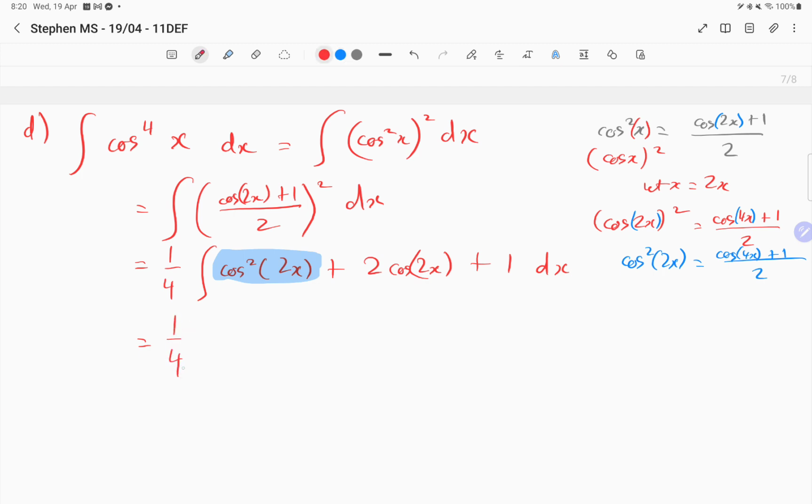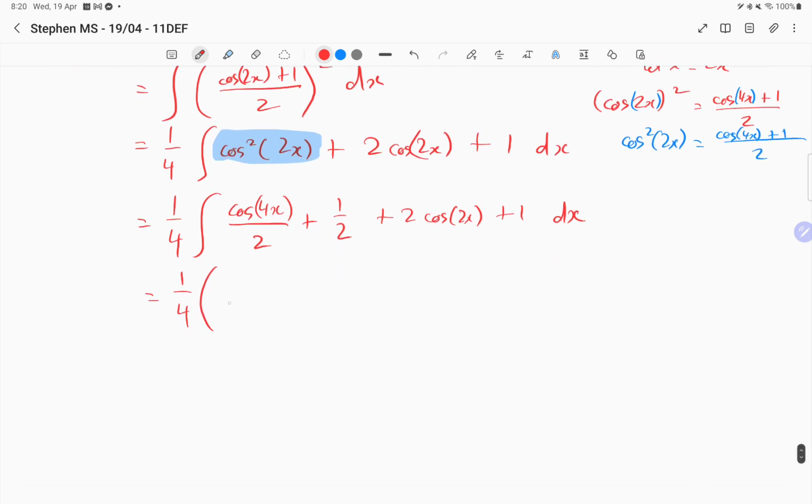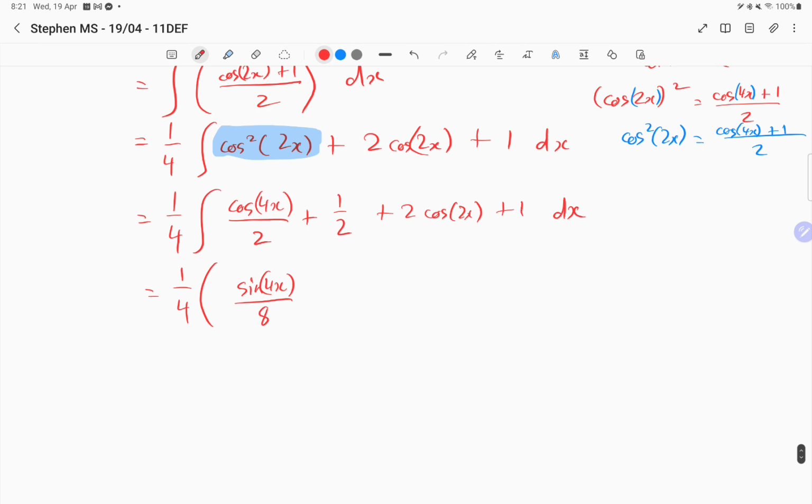That will be 1 over 4 antiderivative of cos 4x over 2 plus, I'm just going to split that up, plus 1 over 2. And then the rest is the same, plus 2 cos 2x plus 1 dx. Now we can integrate it. So 1 over 4 outside everything, and inside would be sine 4x over 8. And 1 over 2 plus 1 is 3 over 2, so at the end it will be plus 3 over 2x.